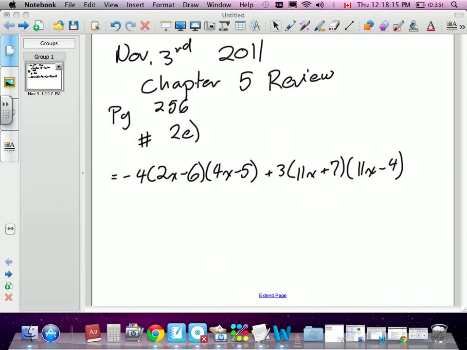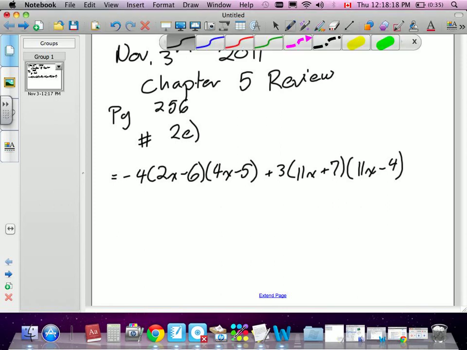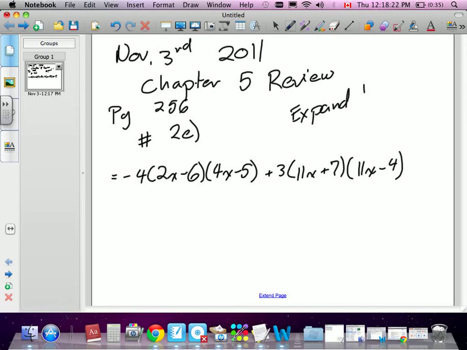Okay, this is a review of expanding and simplifying. We need to expand and simplify this question. First, let's try to recognize what exactly we're looking at. I have -4 times this bracket times this bracket.